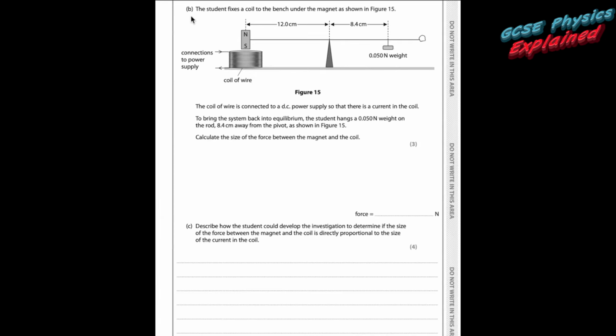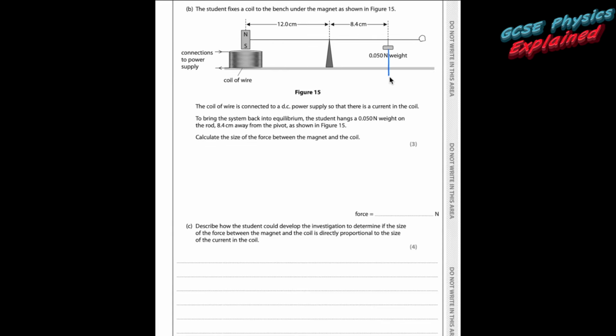Part B. The student fixes a coil to the bench under the magnet as shown in figure 15. The coil of wire is connected to a DC power supply so that there is a current in the coil. To bring the system back into equilibrium, the student hangs a 0.05 Newton weight on the rod 8.4 centimetres away from the pivot as shown in figure 15. Calculate the size of the force between the magnet and the coil.